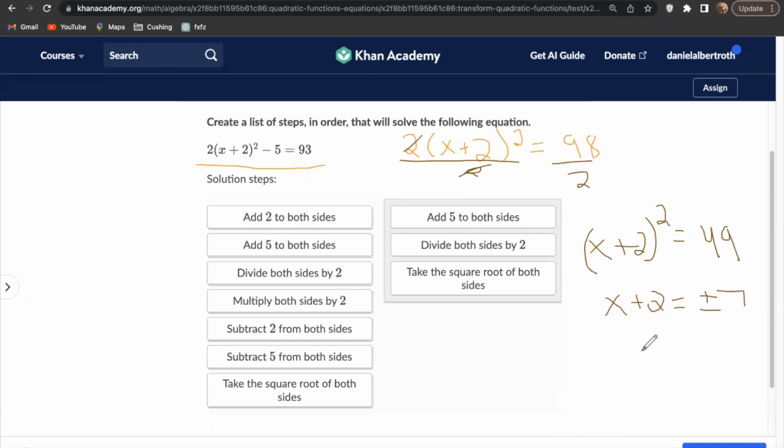To solve here, all I'm going to need to do is subtract 2 from both sides. I think that's going to be my final step, because if you subtract 2 from both sides, that's going to leave you with your two answers. X equals 7 minus 2, so 5, or negative 7 minus 2, so the other answer is negative 9. So you get two answers, and that's the last step. I think those steps in that order are going to work.